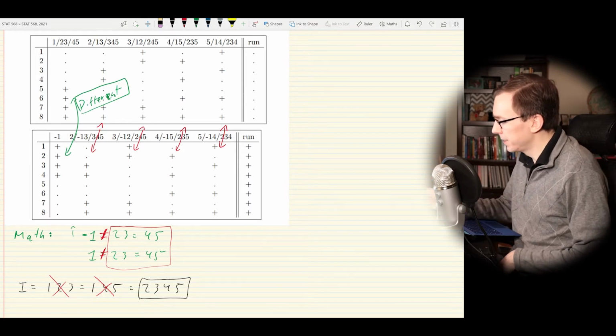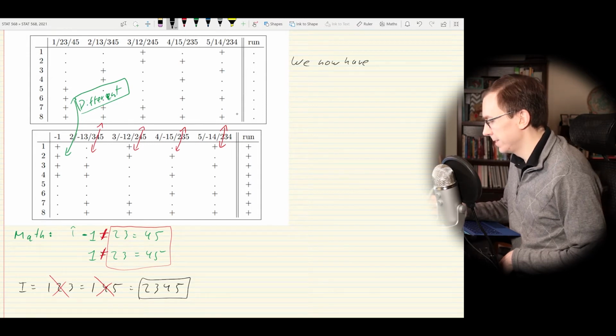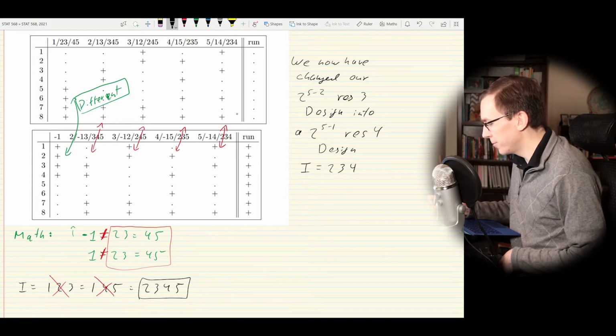And in fact, I'll write it on the side here. We have now changed our 2 to the 5 minus 2 resolution 3 design into a 2 to the 5 minus 1 resolution 4 design, with the defining contrast subgroup just being the single element 2, 3, 4, 5.